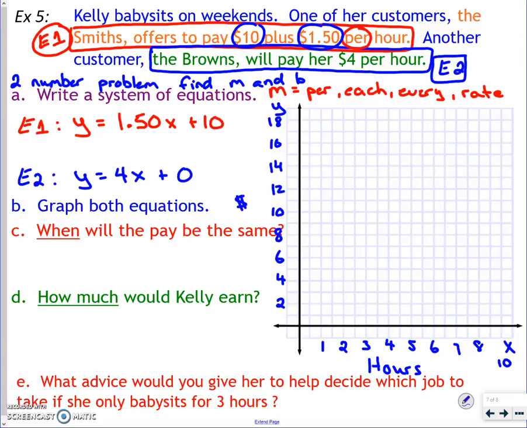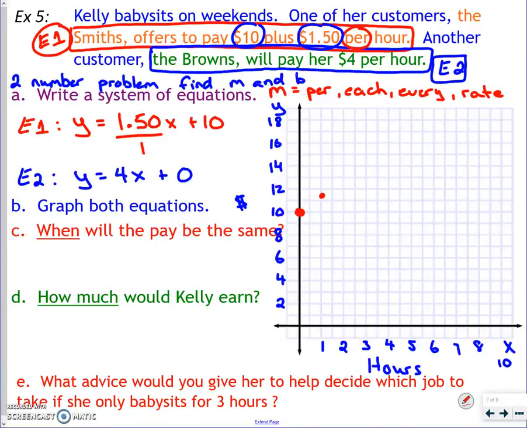So we still need to graph these. I'm going to look at equation 1. I'll keep it in red. It's going to have me start at 10, so I'll be at 0, 10. They start at $10 just for walking through the door. And then you go up $1.50 every hour. So my rise over run, I need to put a 1 underneath there. So I'm going to go up $1.50, and I'm going to go to the right 1.